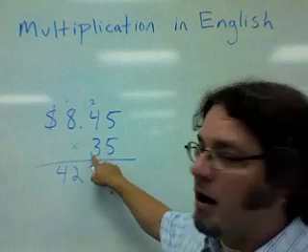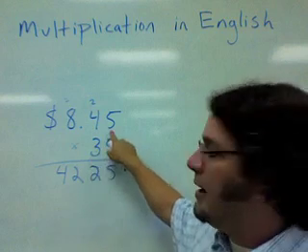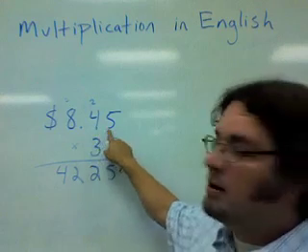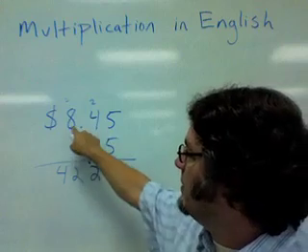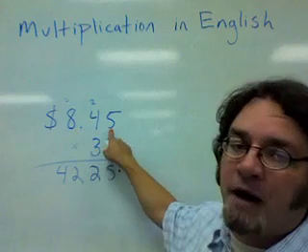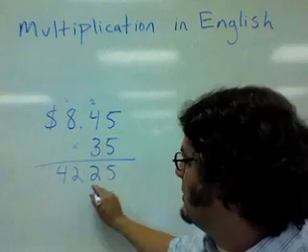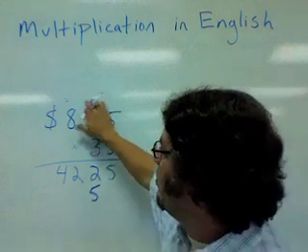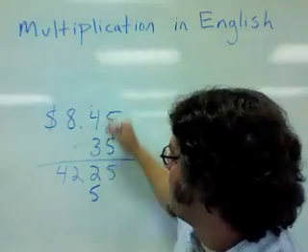Then the 3 is multiplied by 5. We're going to go like this. We're going to multiply this number by this one, then go this way and this way. 3 times 5 is 15. Bring down the 5 and carry the 1 over here.